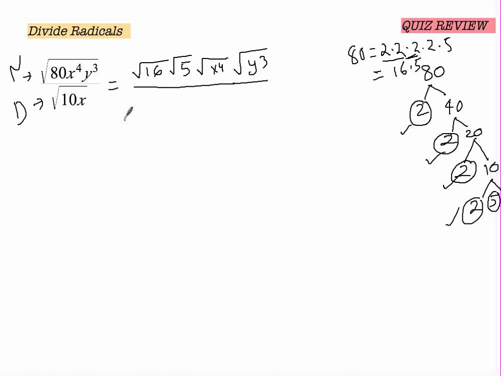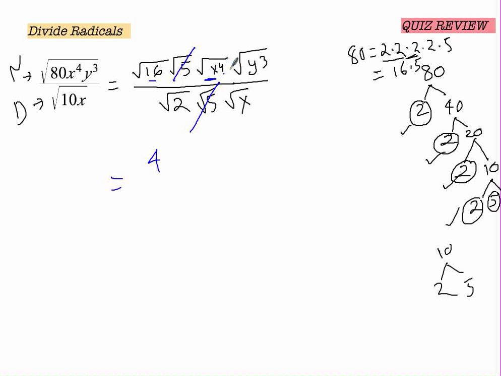And then for the denominator, we have square root of 2. I'm writing 10 as 2 times 5, and then I have square root of 5, and then I'll have square root of x. Now if we simplify this, square root of 16 is positive 4. And we see that this square root of 5 and this square root of 5 will cancel out. So we have positive 4.